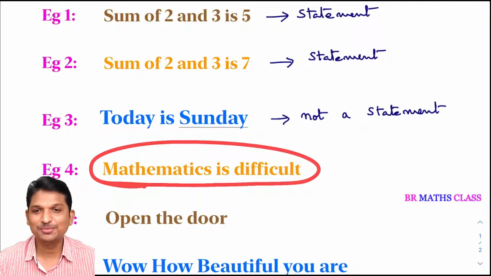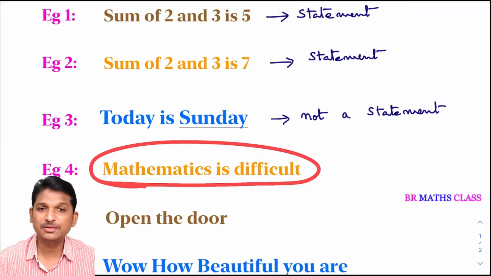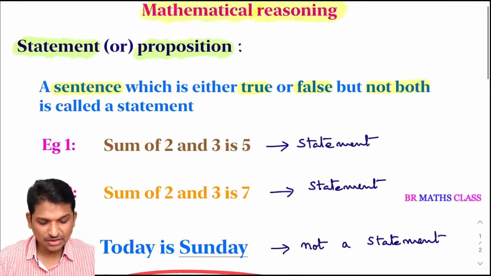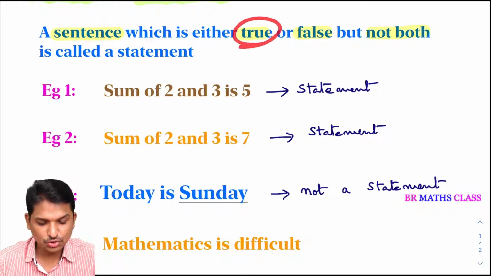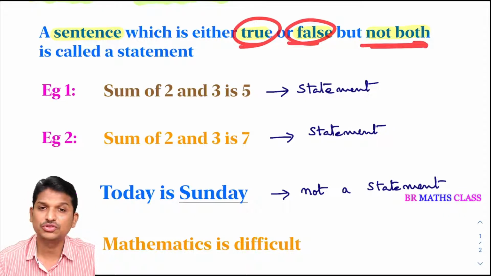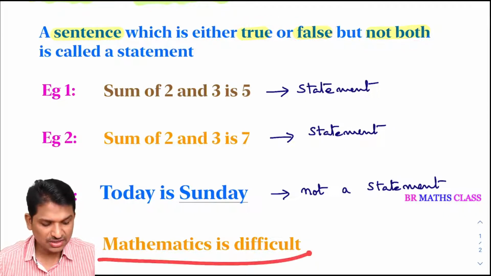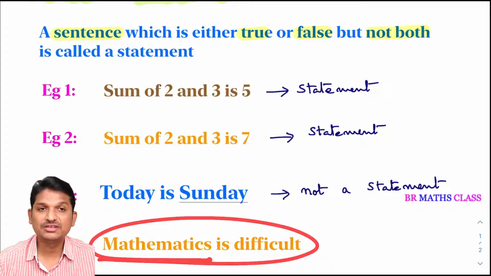Okay, come to this example. Mathematics is difficult. Is it a statement or not? Can we declare it is true or false? We cannot declare. For some students, mathematics is difficult. For some, mathematics is very easy. So here, both are happening. What is the definition of a statement? It is a sentence which is either true or false, but not both. Here both are happening. This is true for some, and false for some.